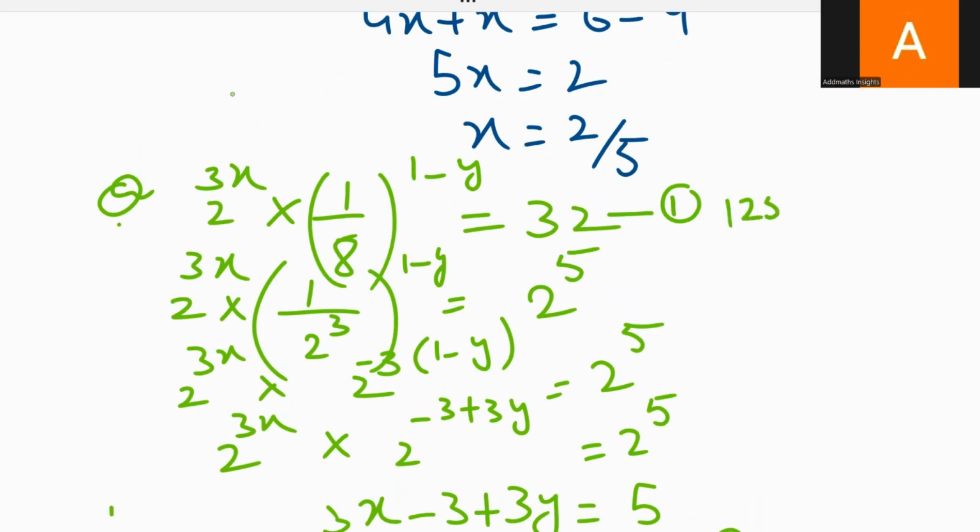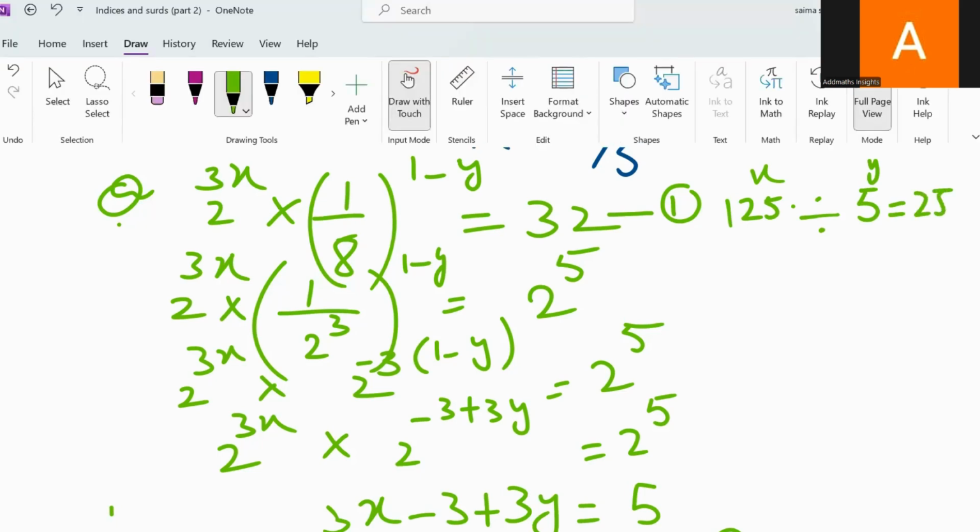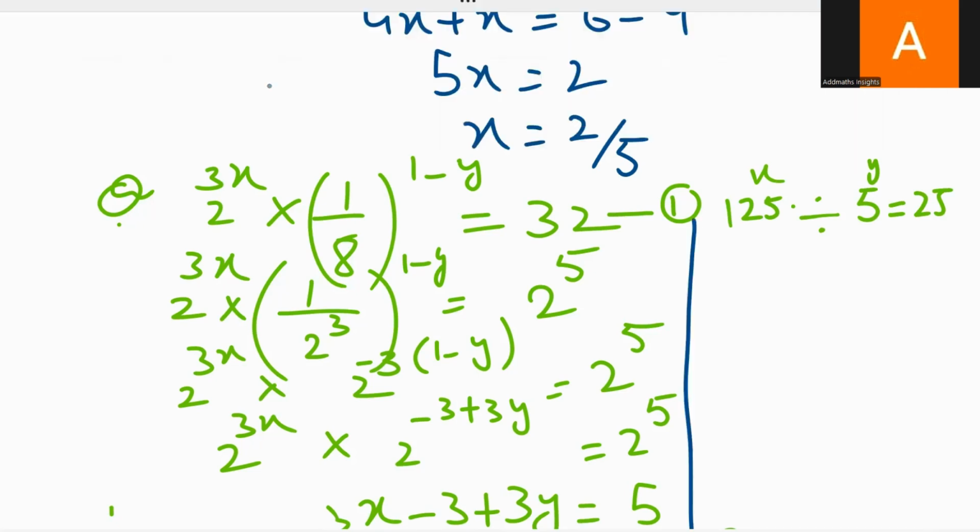125^x divided by 5 raised to power y is 25. And you have to solve them simultaneously. So we repeat the same process.